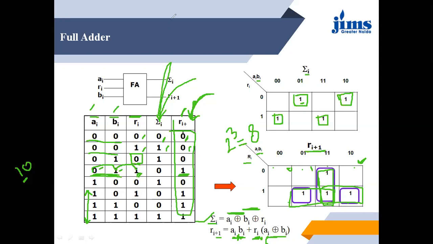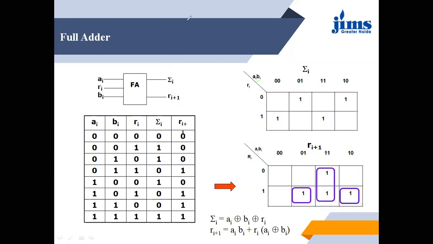In a simple way, I can represent this full adder by using this circuit. In this way, I am giving two variables or two inputs ai and bi. This is the carry from the last digit, this one, and I am getting the summation. This is the summation and this is for the carry generation.